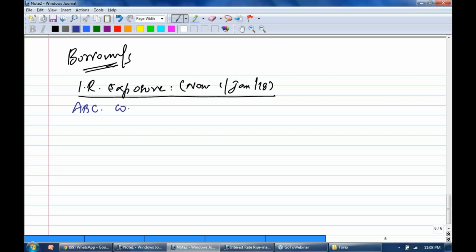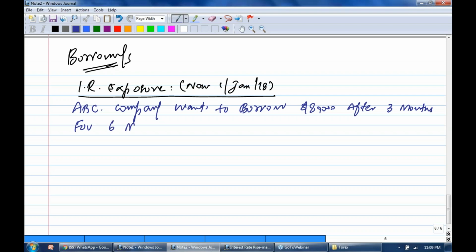ABC company wants to borrow $70,000, $80,000 after 3 months for 6 months period.